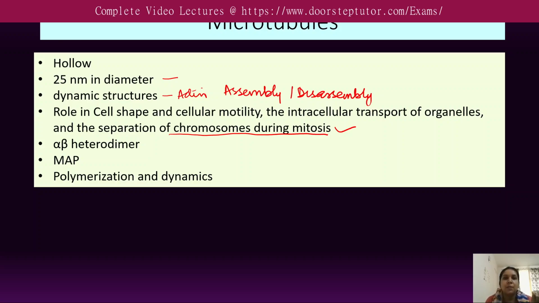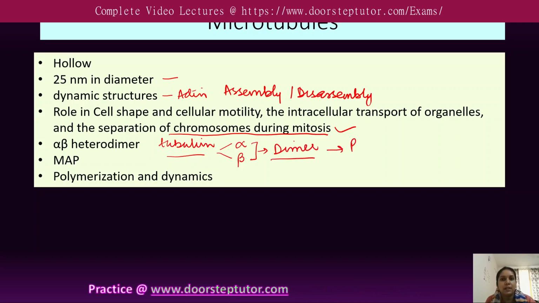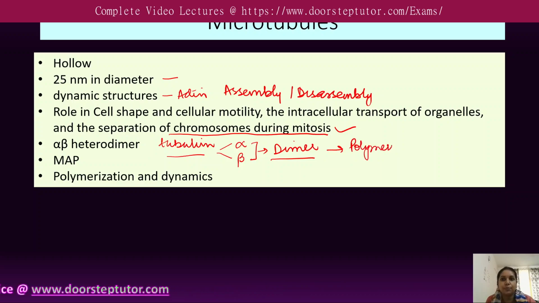They are made up of a single type of protein known as tubulin, but instead of a single monomer, heterodimeric molecules are present. It means two types of tubulin, alpha and beta tubulin, polymerize together to form the dimer, and this dimer then polymerizes to form the microtubule. Okay, while in actin, what was the case? Actin is just made up of a single monomer, which was G actin.